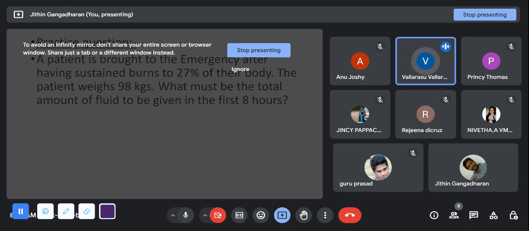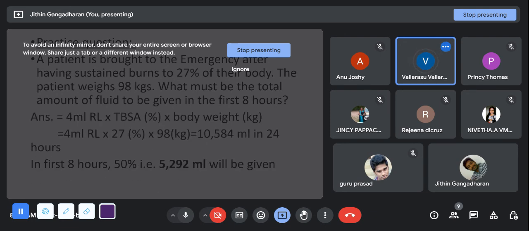So 5 liters of fluid in the first 8 hours, the next 5 liters in the remaining 16 hours. 5,292 ml. Yeah, that is the answer. Fine.